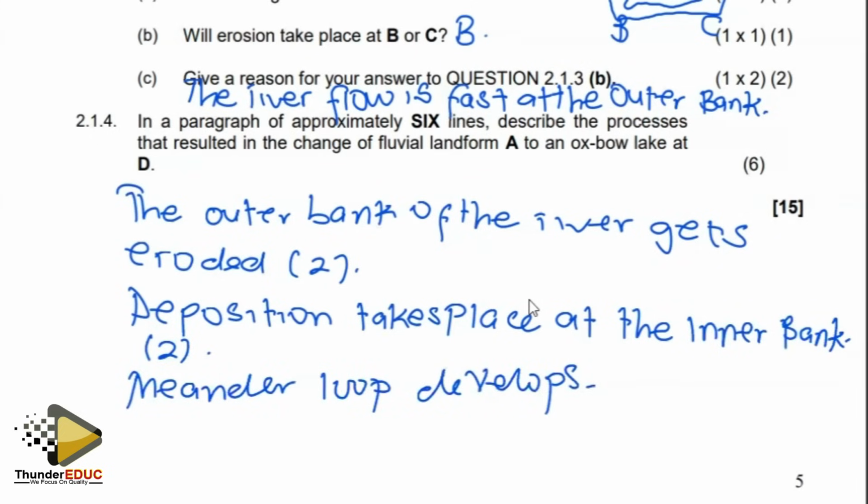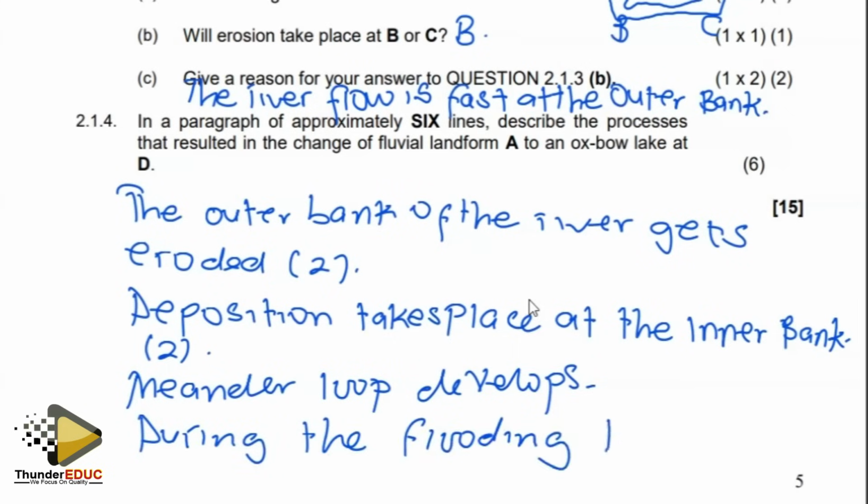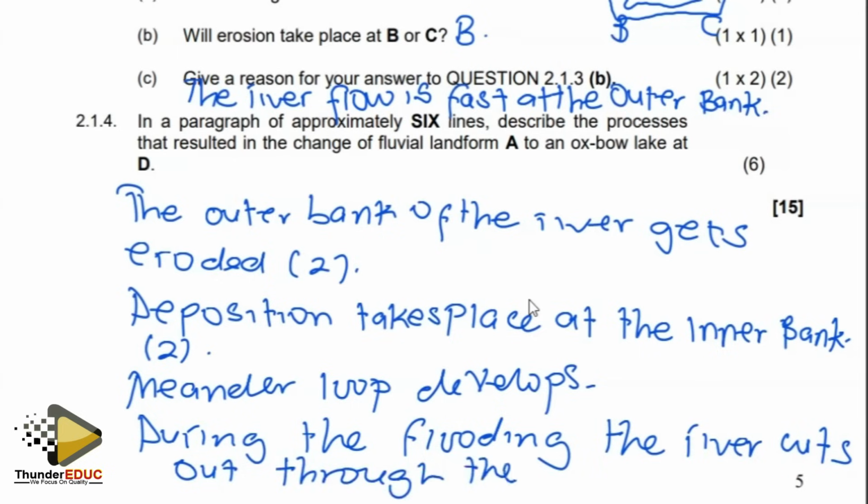And then you also talk about during the flooding, the river cuts through the meander neck. During the flooding, the river cuts through the meander neck. All right. So let's continue.